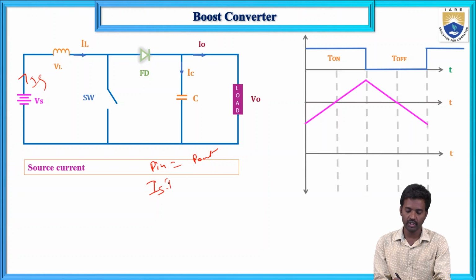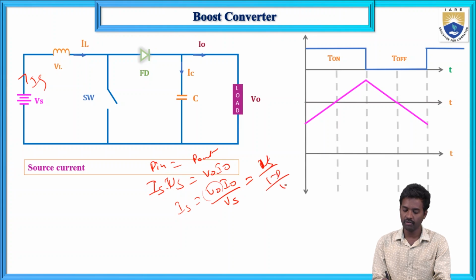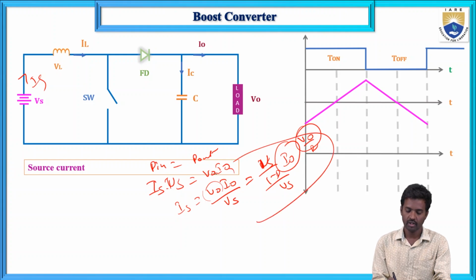This is Is into Vs equals V naught into I naught. So now here Is equals V naught by Vs into I naught. Now here V naught equals Vs by 1 minus D, and I naught means here V naught by R. Again substitute this Vs by 1 minus D, substitute in this, you will get it. So just remember this formula, Is equals V naught into I naught by Vs. Here this is the source current.